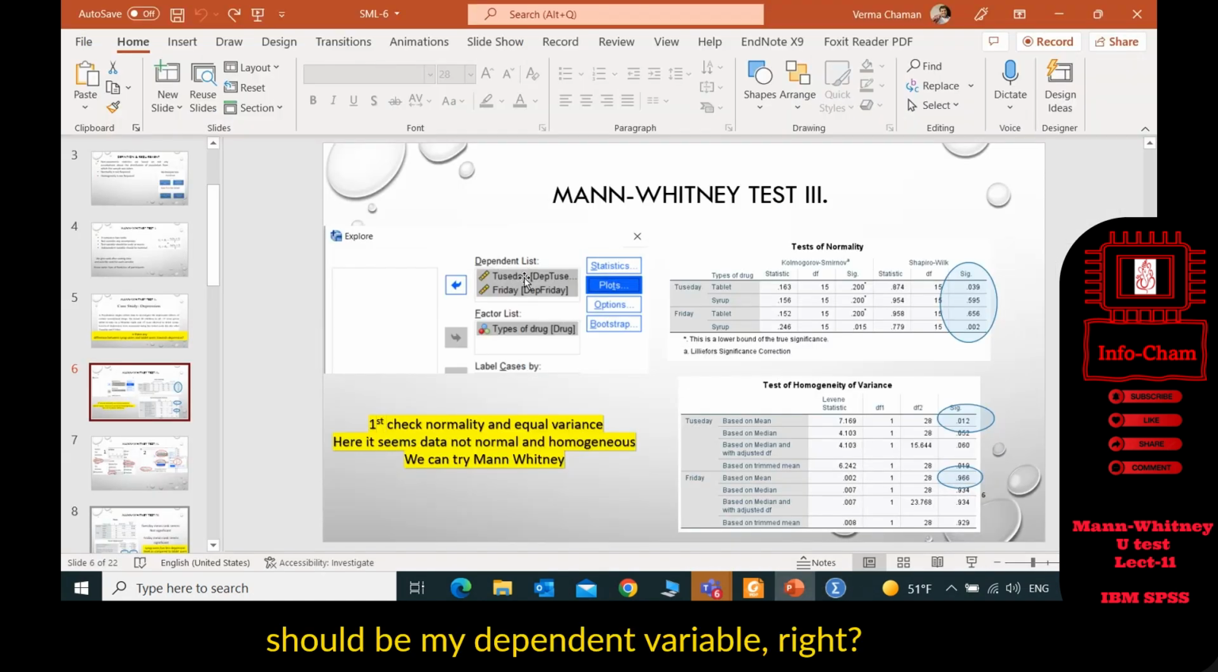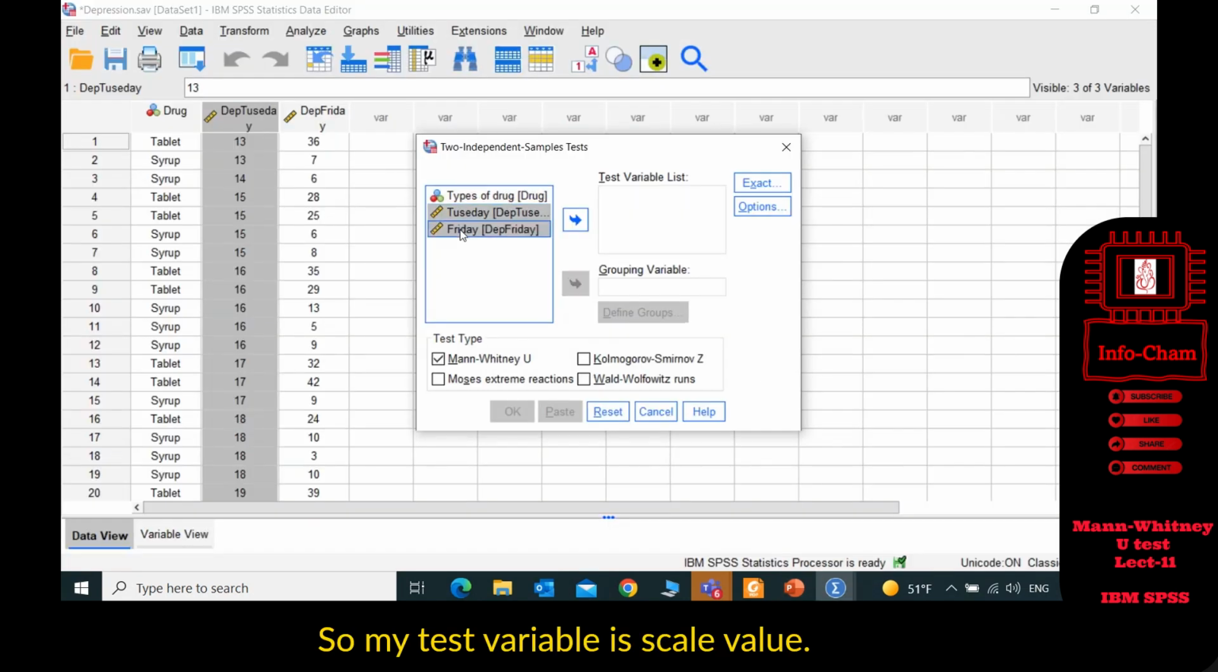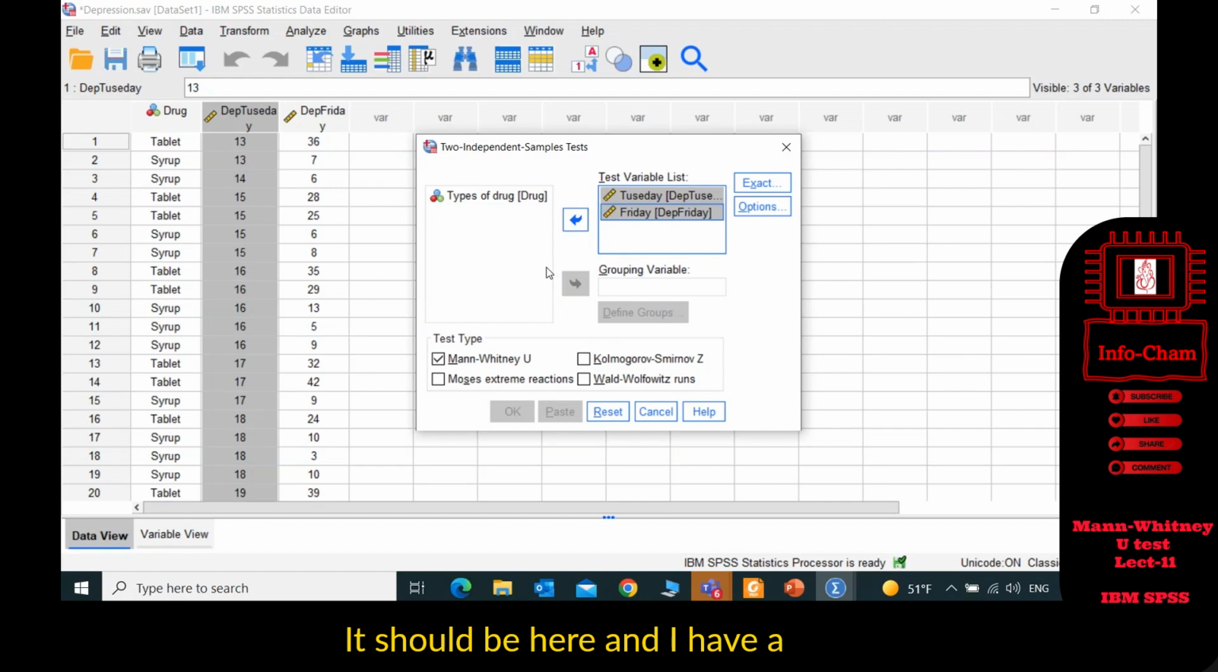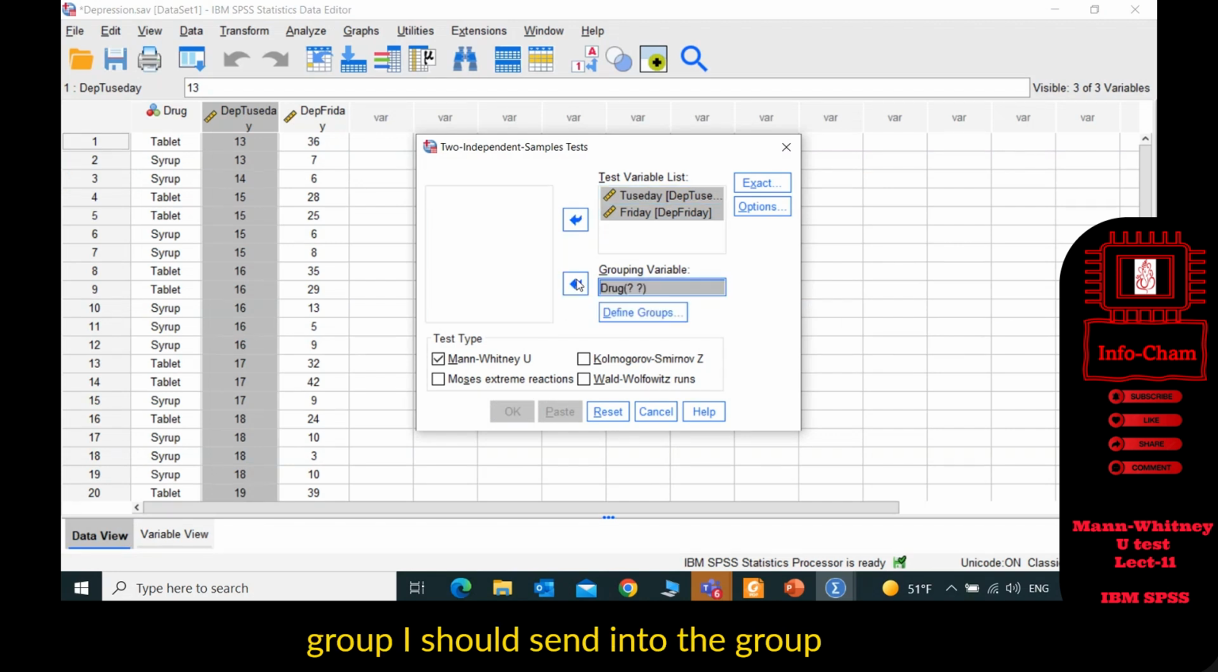Test variable should be my dependent variable, right? So my test variable is scale value. It should be here. And I have a group. I should send it into the group variable. And you know how many groups I have?